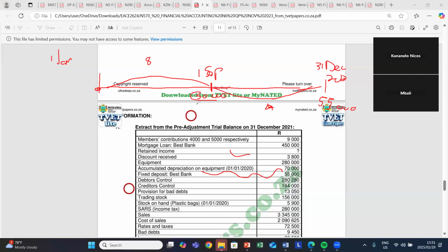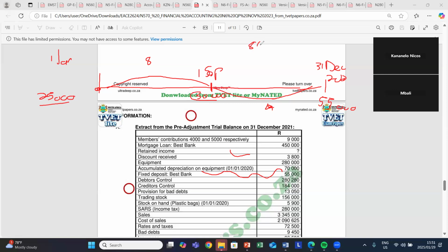If you want the beginning one, you'll do vice versa, meaning 55,000 minus 30,000. You'll get the fixed deposit amount that was invested at the beginning of the year, which is 25,000. So at the beginning of the year, we had invested 25,000 rand. Therefore, we'll calculate our interest on fixed deposit. What is our rate? 8%.